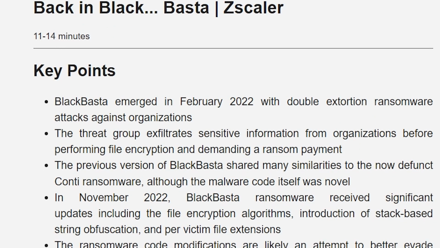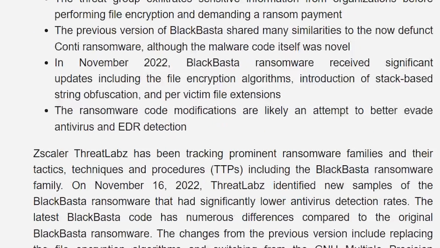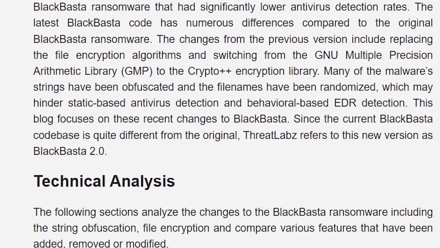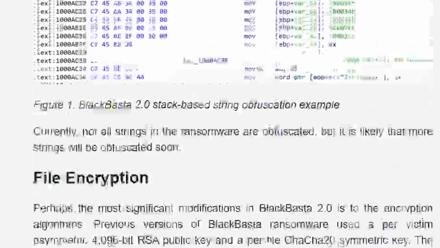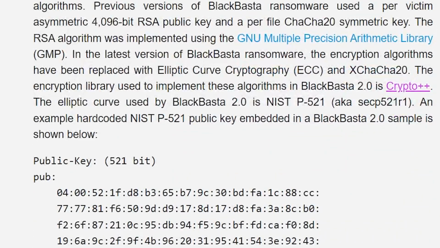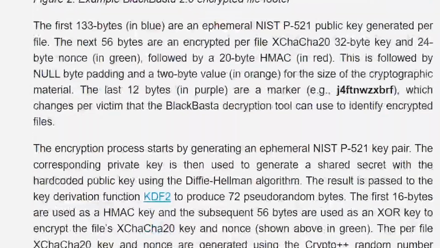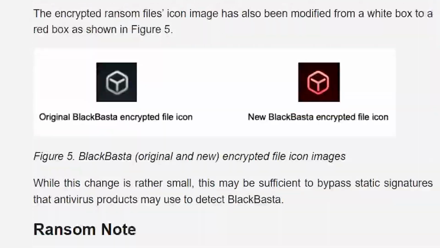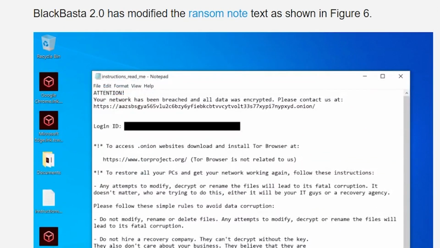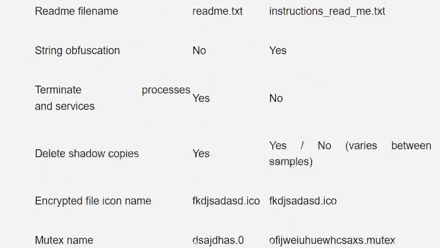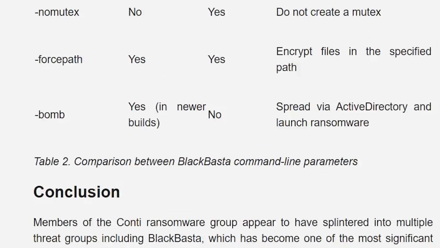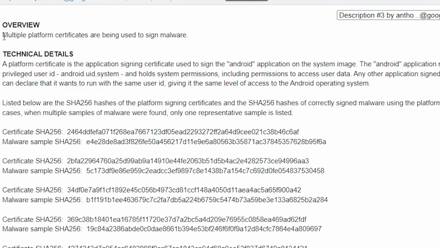Zscaler Threat Labs has provided a technical analysis of the upgraded version of BlackBasta Ransomware. The ransomware has been updated to utilize stack-based string obfuscation, replace the encryption algorithms with elliptic curve cryptography and XChaCha20, utilize per-victim file extensions, change file icons, and update the ransomware note. For a full breakdown of the changes and examination of feature parity, read more on the technical analysis in the link below. Google recently announced that multiple platform certificates are actively being used to sign malware.